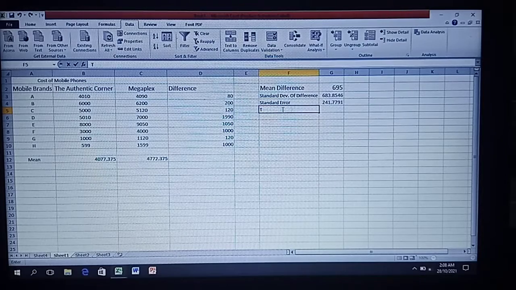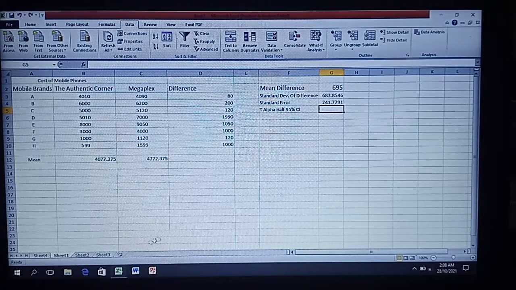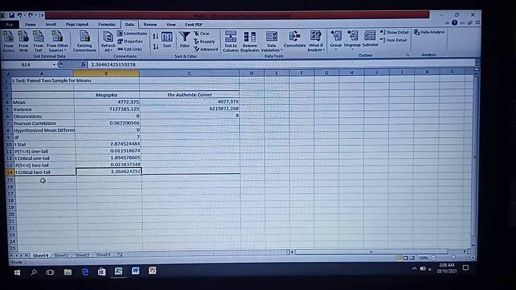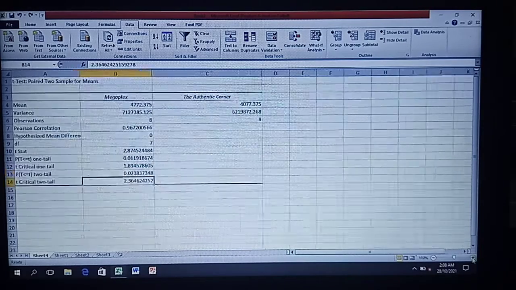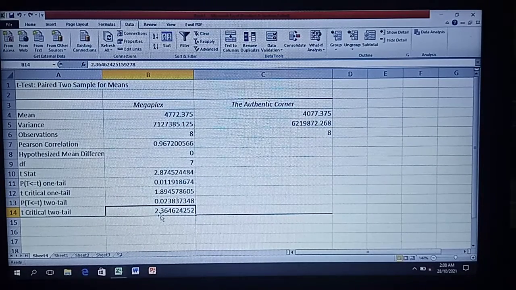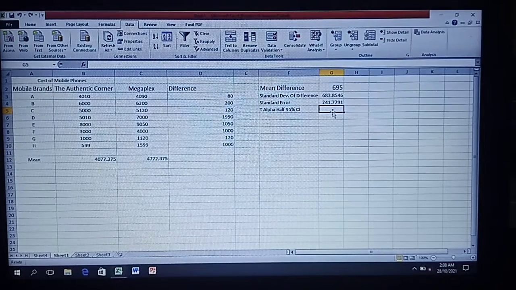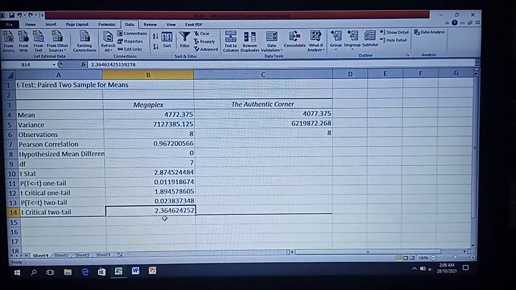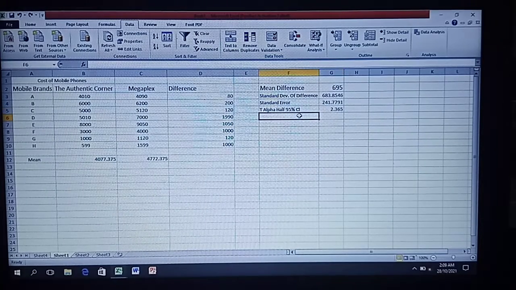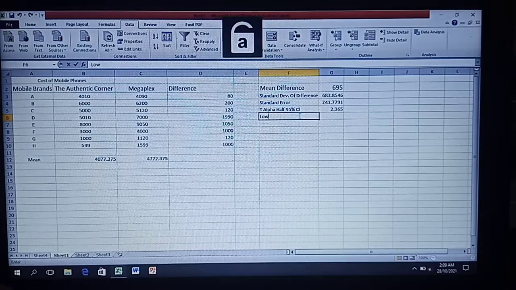The next is the T alpha half, 95% confidence level. Our T alpha half 95% confidence level is represented by our critical value. So our critical value is 2.365.